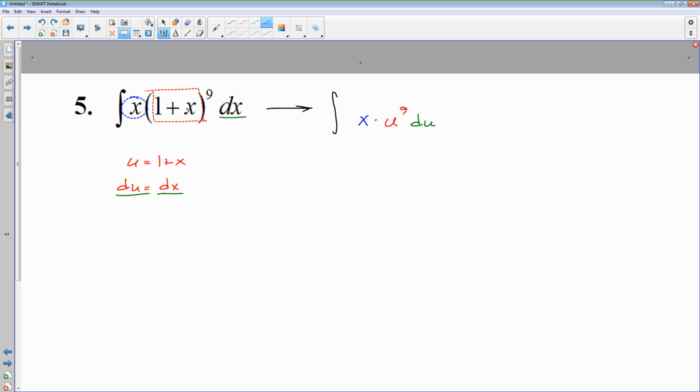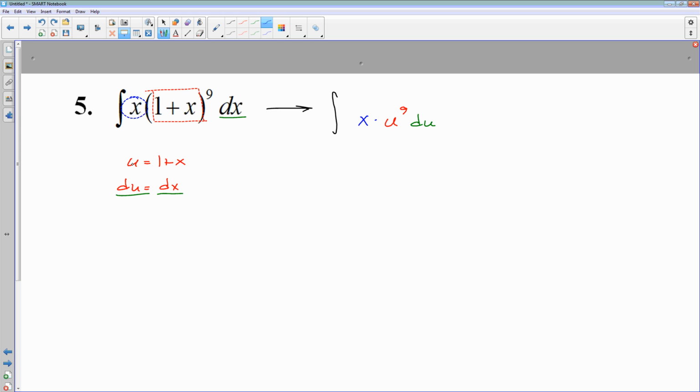This is a problem. When you decide to change from one variable to another, you have to wipe them all out. I've taken out the 1 plus x, I've taken out the dx. I still have this x left over, so I have to find a way to substitute out that x to make this work. And when you're doing substitution, what you need to remember is substitution is strictly an algebra concept. It's nothing calculus. It's nothing crazy. We're simply taking out one thing and plugging in something else that's equal.